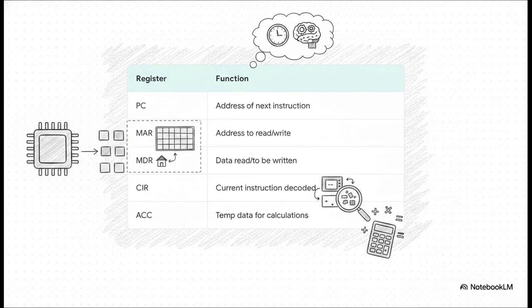Consider this your study guide for the 5 special purpose registers that keep everything perfectly synchronized. First up, the program counter, or PC, stores the exact address of the next instruction. Then, the memory address register, or MAR, holds the memory location that's currently being read or written to. The memory data register, the MDR, holds the actual data coming in or going out. Next, we have the current instruction register, CIR, which stores the instruction that is currently being decoded. And finally, the accumulator, or ACC, is where the arithmetic and logic unit temporarily stores data while it's crunching calculations.